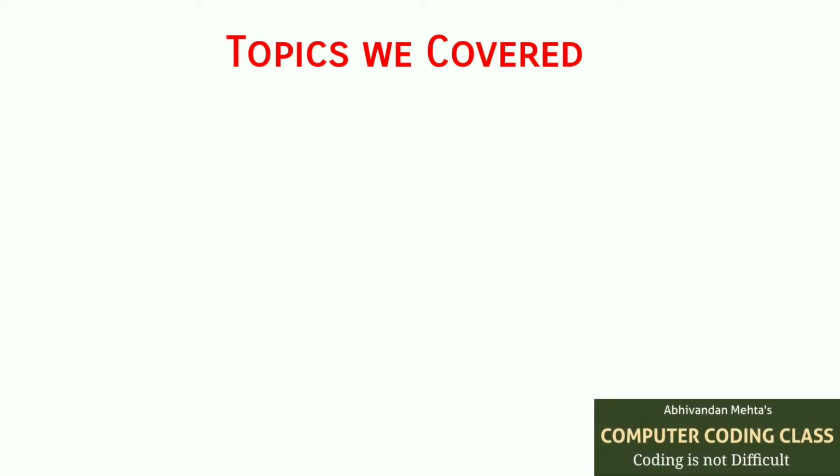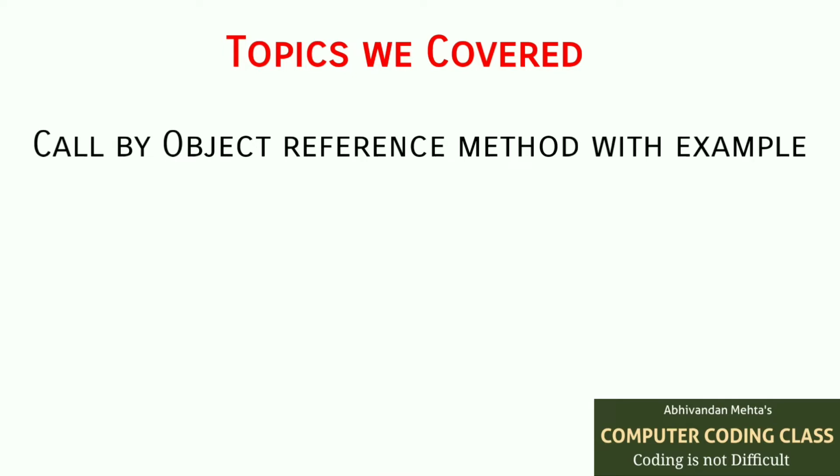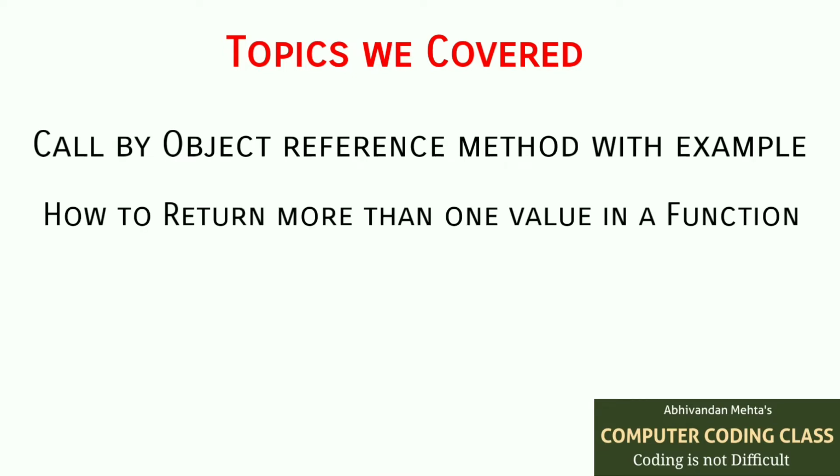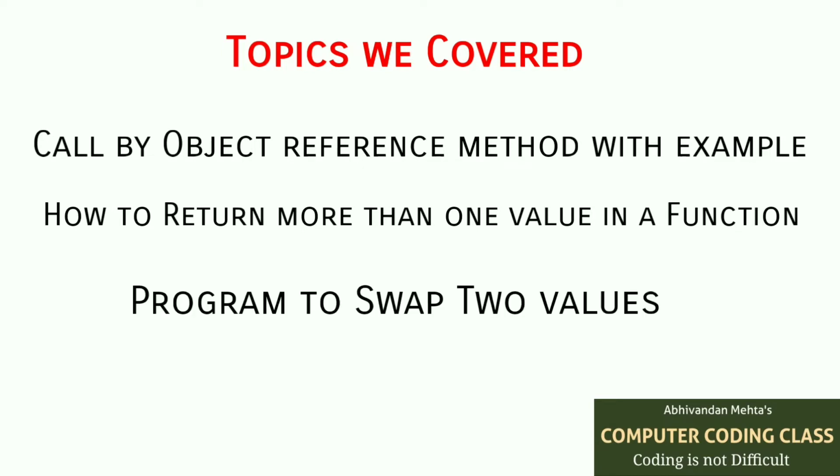Following topics we will cover. First is call by object reference method with example. Second, how to return more than one value in a function. And third, we will create a program to swap two values using Python function.